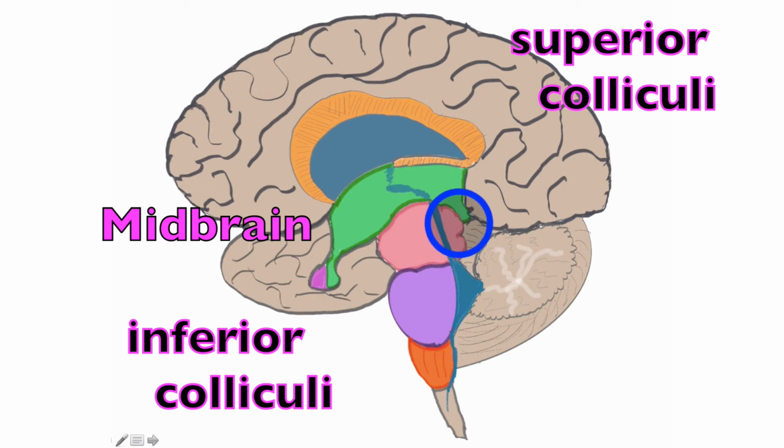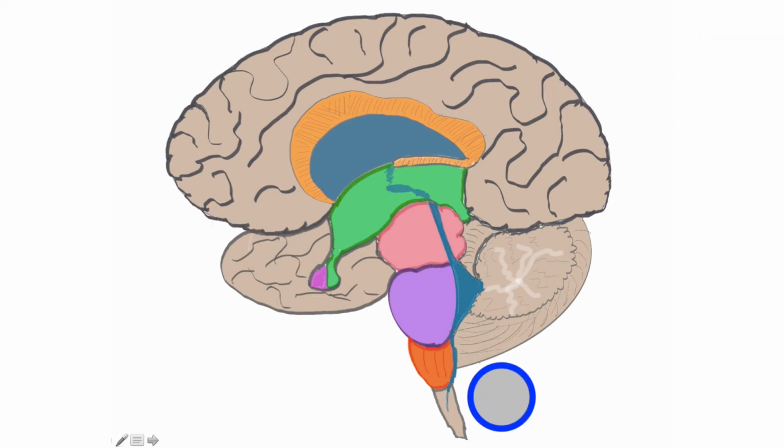The superior colliculi regulates blinking, focusing, pupillary constriction and dilation, and tracking objects, whereas the inferior colliculus is involved with processing auditory information and locating sound in space.